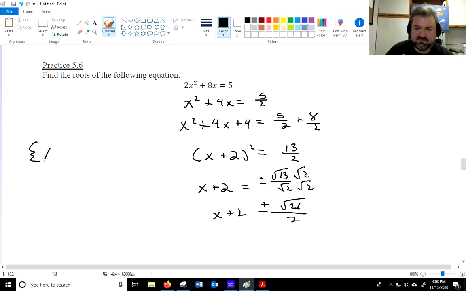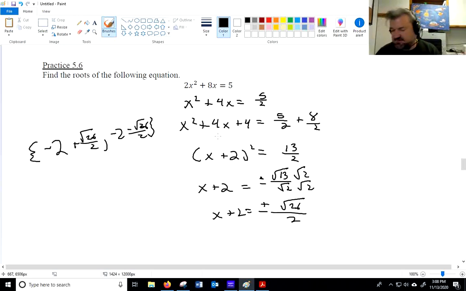So my solutions for x are, move the 2 over, and it becomes a negative 2. Negative 2 plus root 26 over 2, negative 2 minus root 26 over 2. And those are our solutions. And if memory holds, that's our last problem for today. And I'll see you in the next lesson.